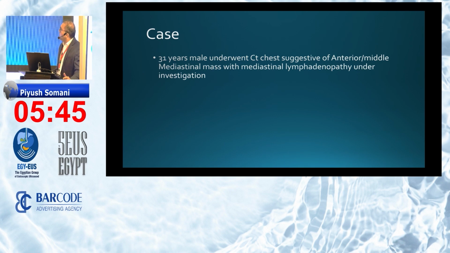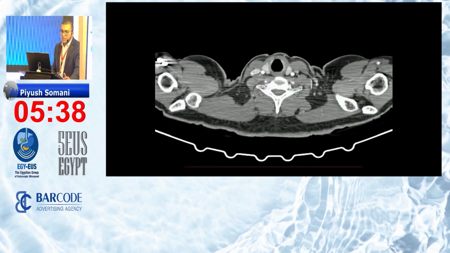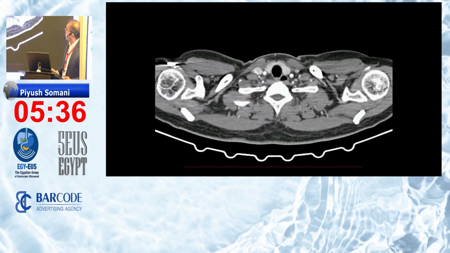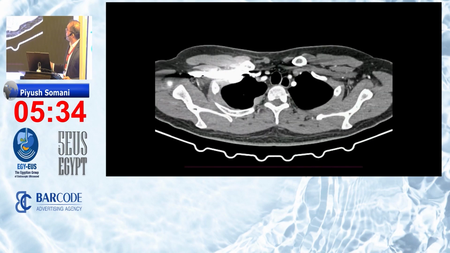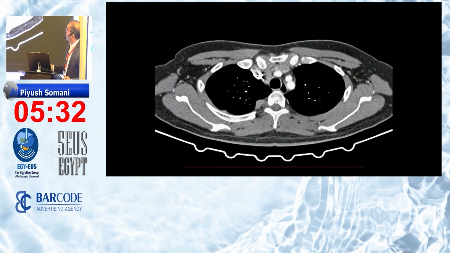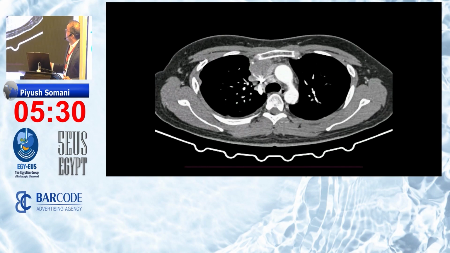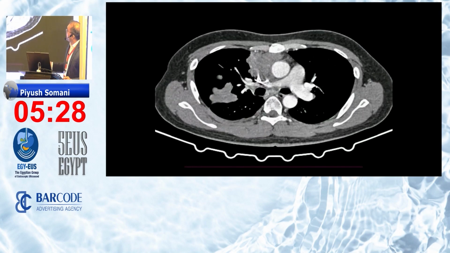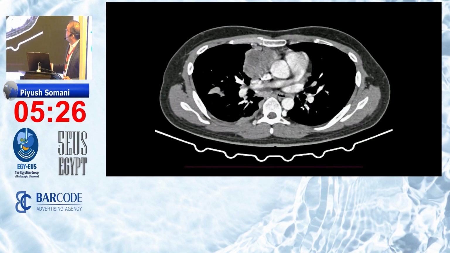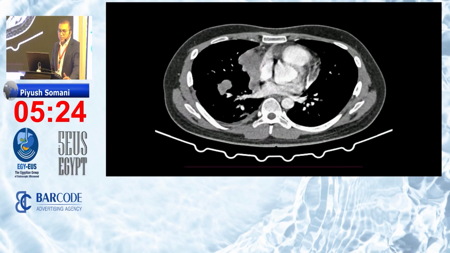Another patient, 31-year-old patient, underwent a CT scan suggestive of anterior middle mediastinal mass with lymph nodes. And these are the CT images of the same patient. As you can see, we are starting from the top with the lungs being seen here. This is the sternum which is coming. We can see a mass, a hypodense mass extending down in the anterior mediastinum.